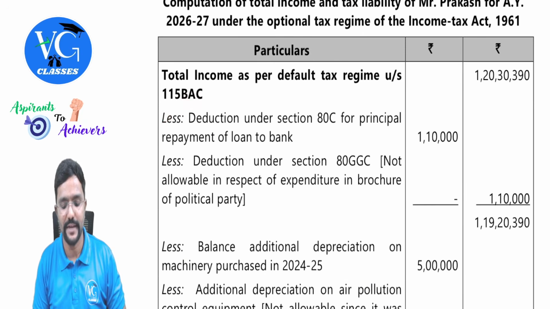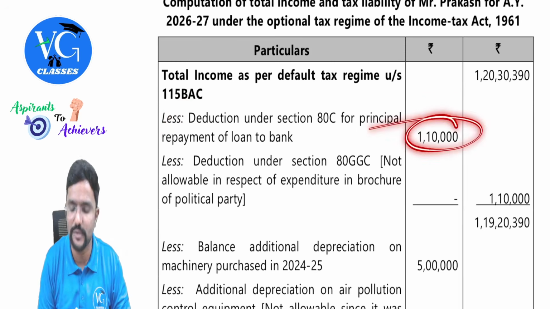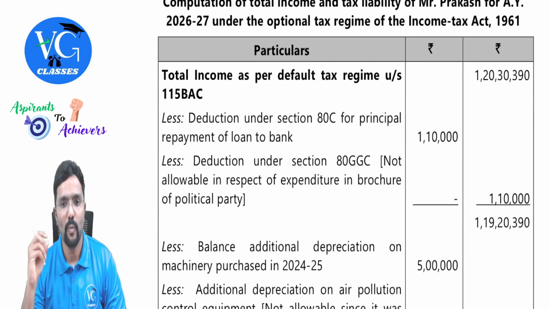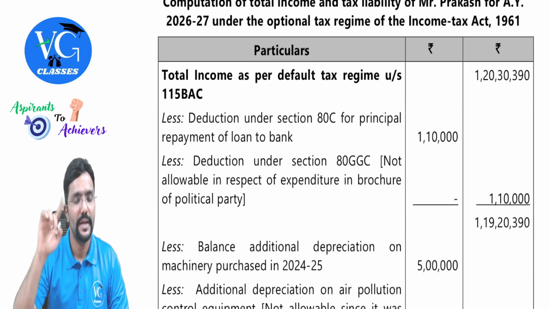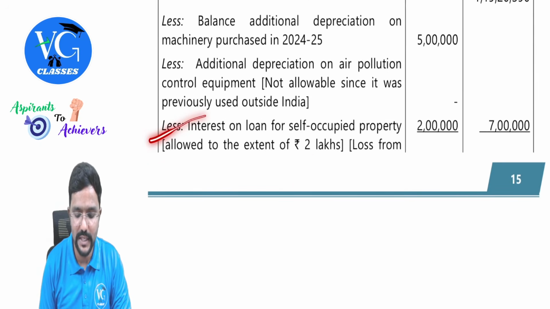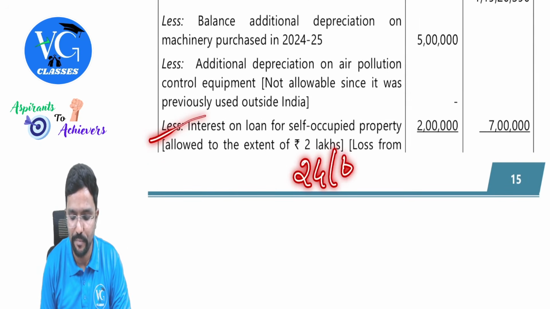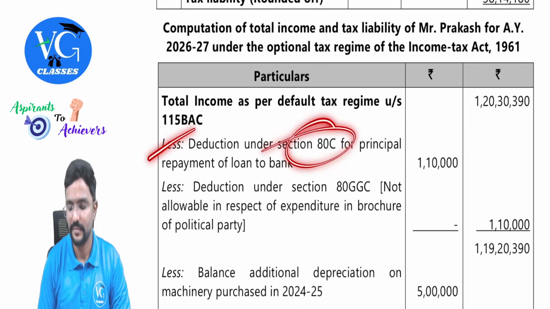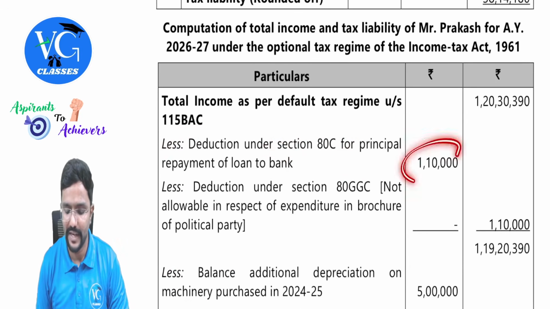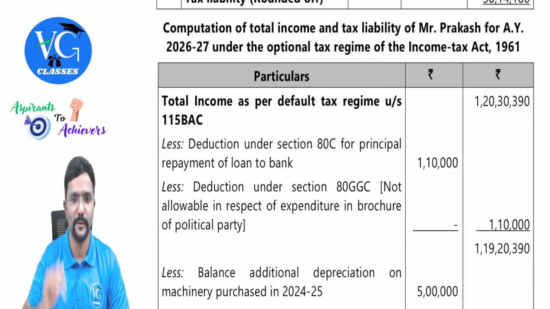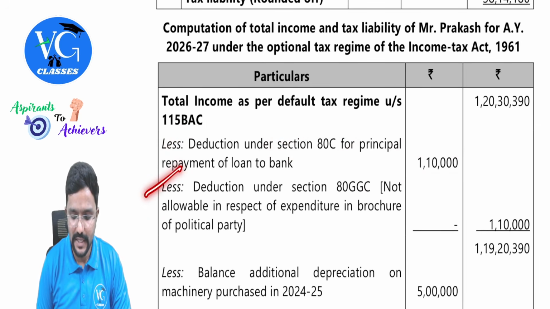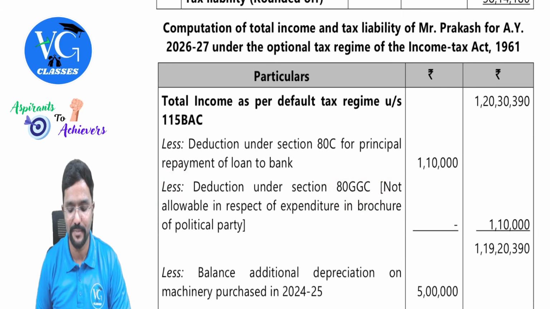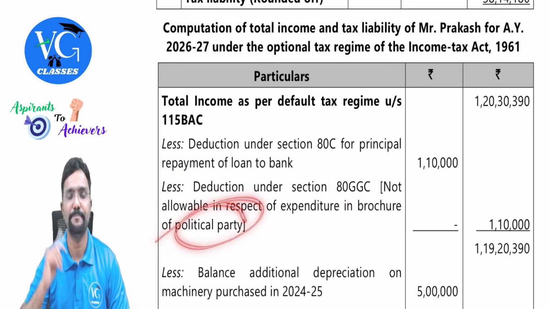Deduction under section 80C for principal repayment of loan to bank is 1,10,000. Yes. Interest also allowed. This is under section 24 subsection B, guys. Whereas principal repayment is allowed under 80C. Maximum is 1,50,000, but here anyway it is within 150. Claim it full. Then deduction under section 80 GGC not allowable in respect of expenditure in brochure of political party.